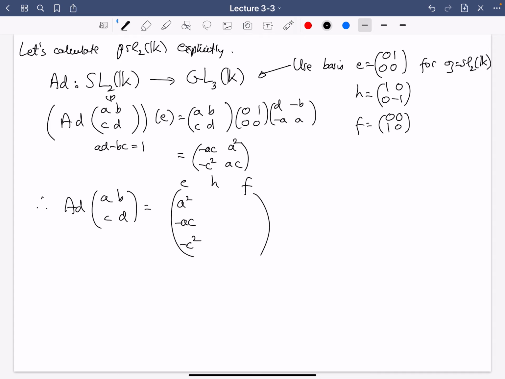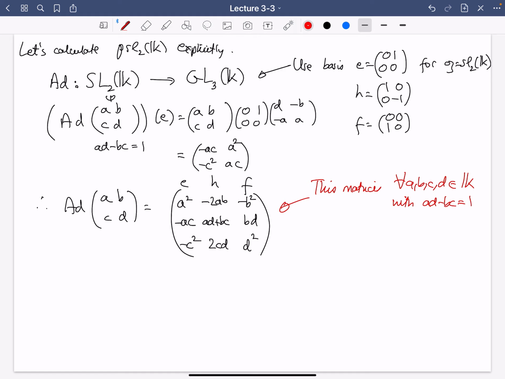And so I think I did it right, and I got negative 2AB, AD plus BC, and 2CD for the second column, and negative B squared, BD, and D squared for the third column. So these matrices, for all A, B, C, and D in the field with AD minus BC equals 1, give exactly this group PSL2 of K sitting inside GL3 of K.